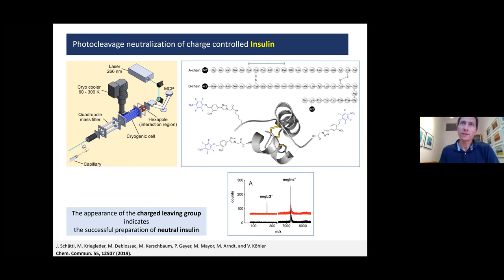And this way we can, with photons, with light, control the charge state of the molecule. And if you make a standing light wave of that, you can make a photocleavage grating. We haven't done the cleavage grating yet, but the mechanism works.